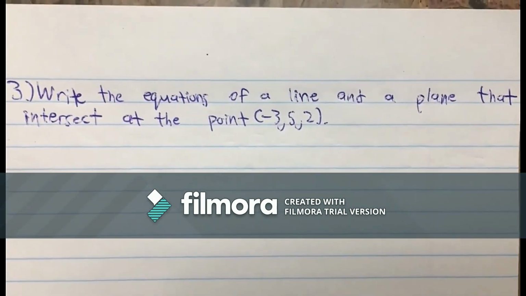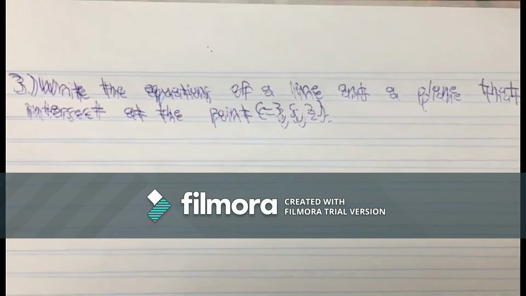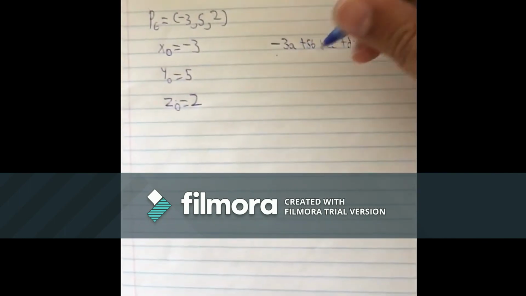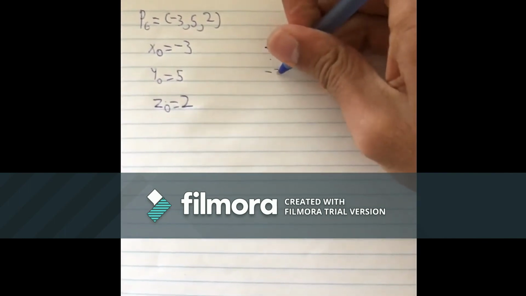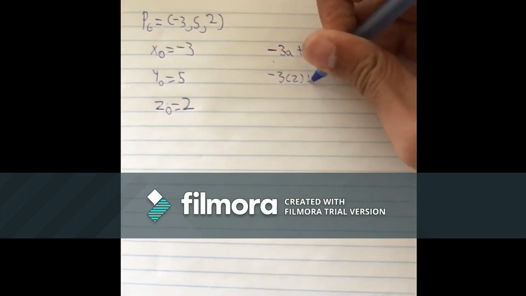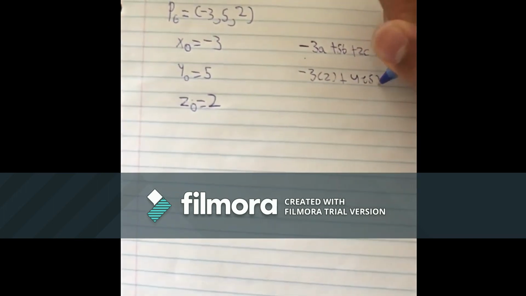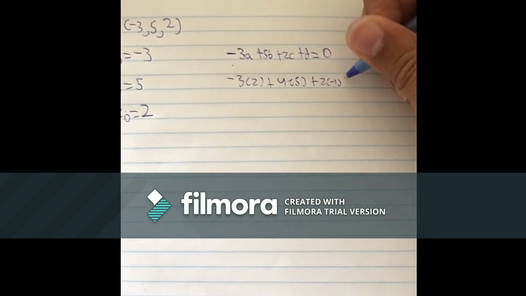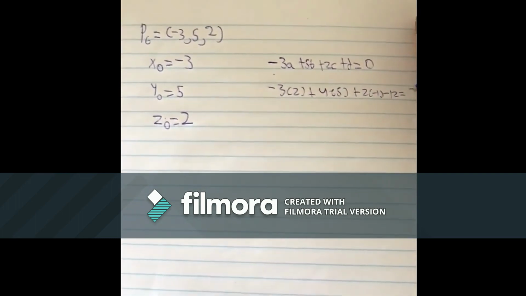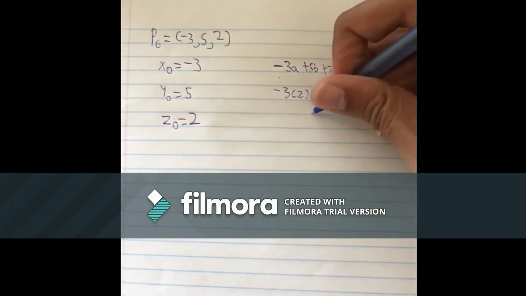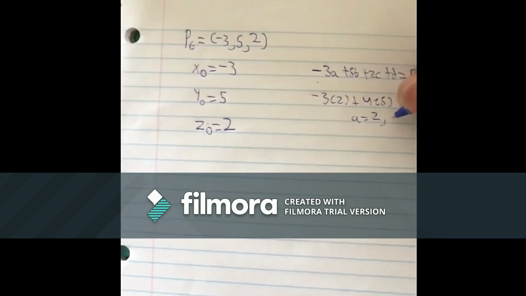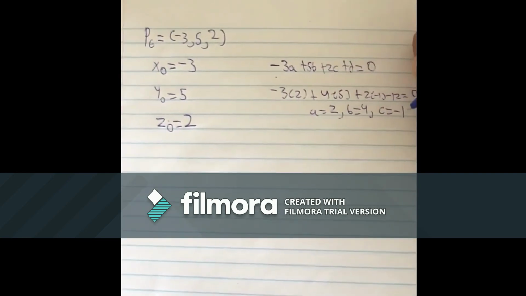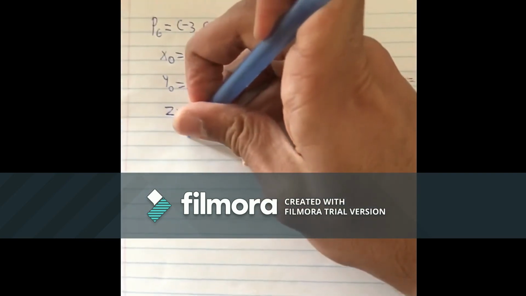This problem states to write the equations of a line and a plane that intersect at the point -3, 5, and 2. As the point of intersection is -3, 5, and 2, you first plug in these values into a standard scalar plane equation, such as ax plus by plus cz plus d is equal to 0. Through this, you get -3a plus 5b plus 2c plus d is equal to 0. Now you can plug in any set of values for a, b, c, and d as long as the result is 0. These values will now create the plane equation, which is 2x plus 4y minus z is equal to 0.